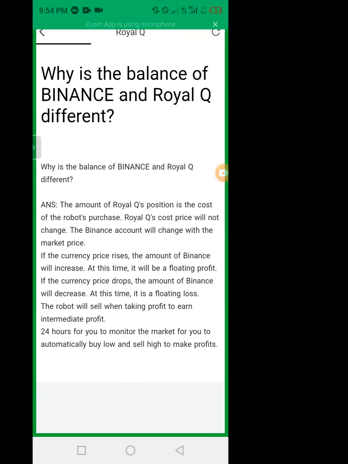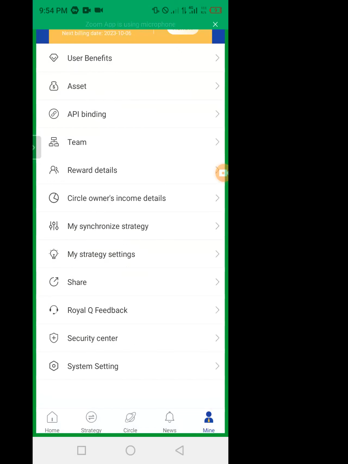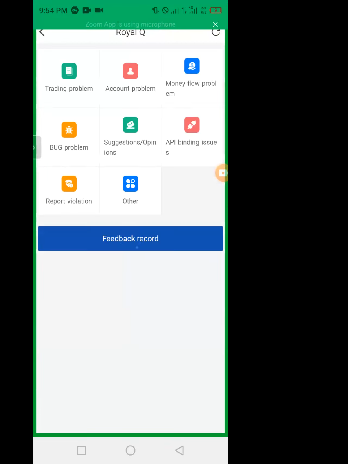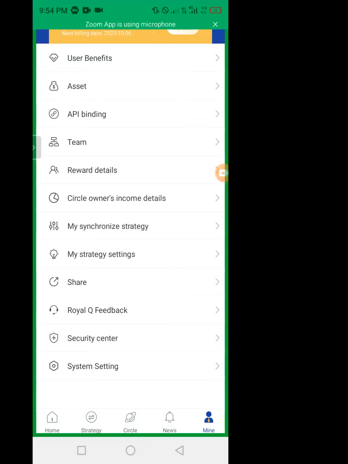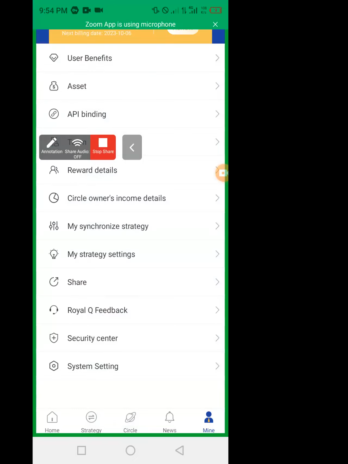So when you want to look at another question, you go back to Royal Q feedback and then you look at all the questions, click, peruse through them, find what you want, and then get the answer. And then lastly, as we are ending this, if you have a question, please prepare it, you ask.